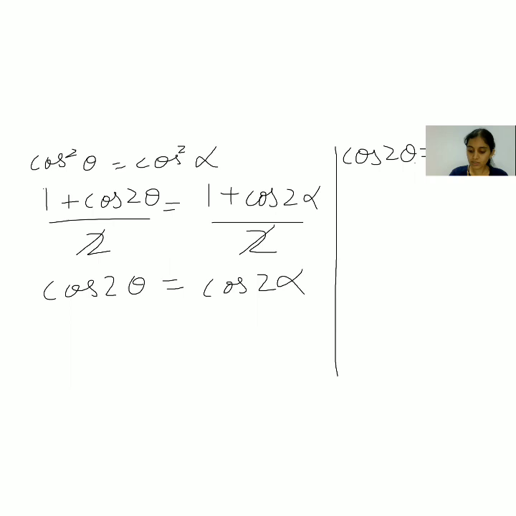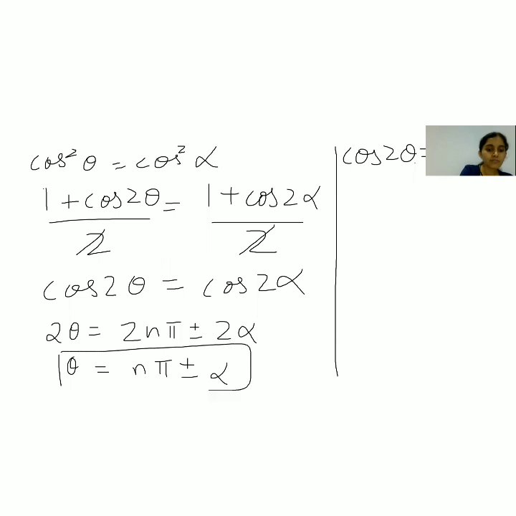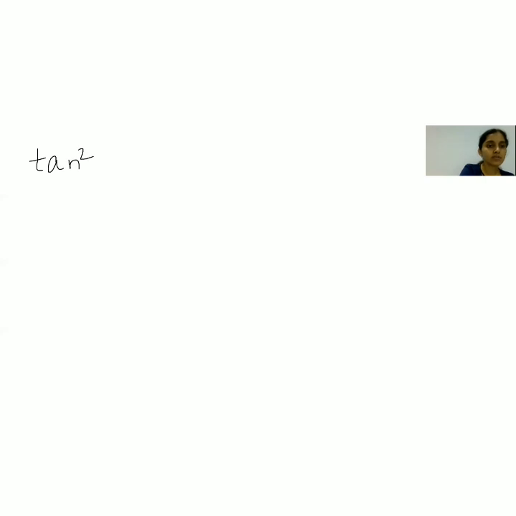The generalized solution was theta is equal to 2n pi plus minus alpha. Here we will write 2 theta is equal to 2n pi plus minus 2 alpha instead of alpha. So theta will be equal to n pi plus minus alpha. The same way we will find for tan square theta. Again we'll write it as equal to tan square alpha. You can prove it by the same method I just did for cos square theta. The answer is the same, that is, the generalized solution for square values is theta is n pi plus minus alpha.